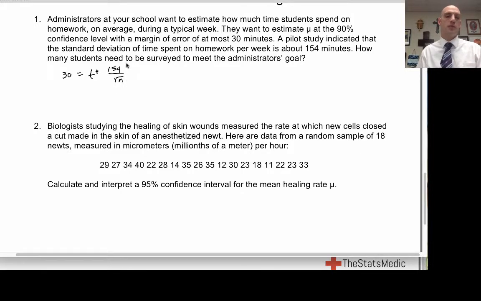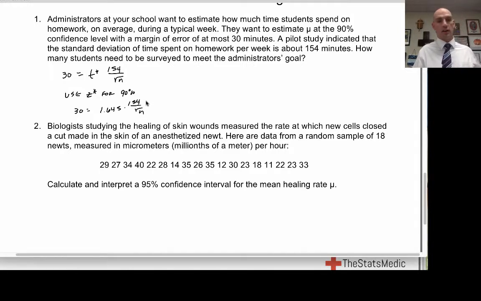So we don't know the sample size, so that's what we're going to be trying to find. But what we're doing is we're going to use z star instead because we have two unknowns. So we're going to use z star for 90%. So that's going to be 30 equals 1.645 times 154 over the square root of n.